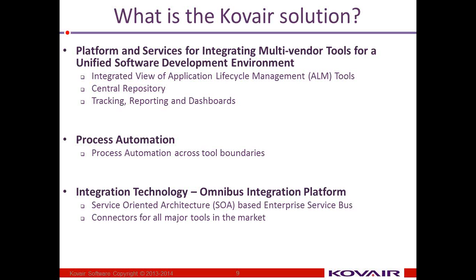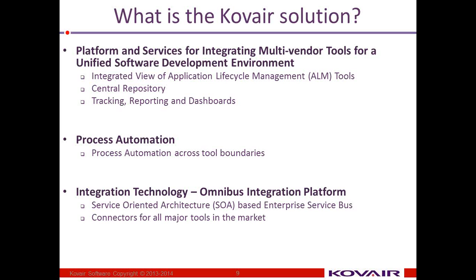ALM tools. They get a central repository based on which they can define the traceability relations, check the impacts, do tracking, reporting, and dashboards. Then the Covea solution provides a good process automation solution. You can define processes for each artifact, and these processes can span across the tool boundaries.